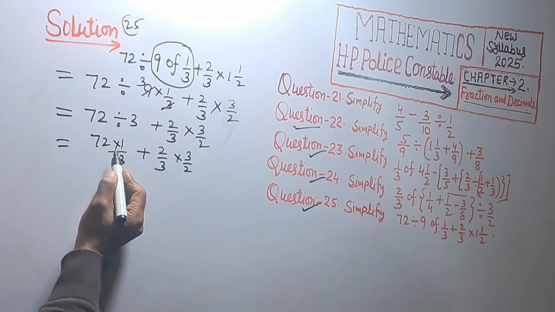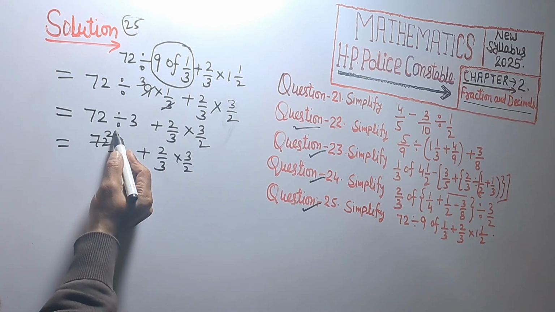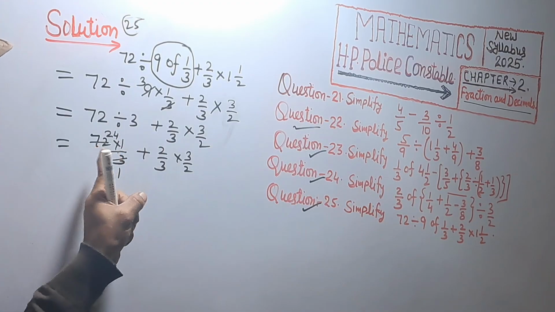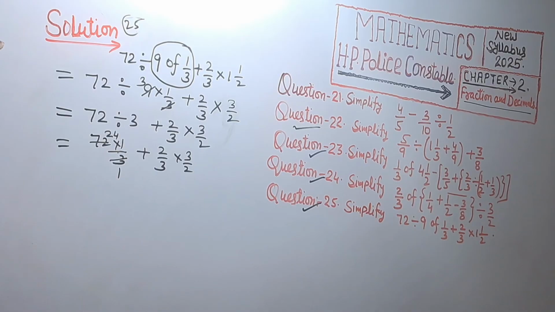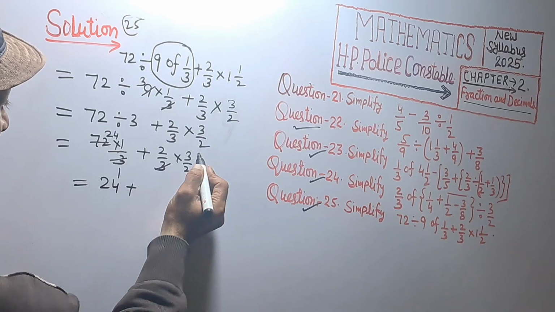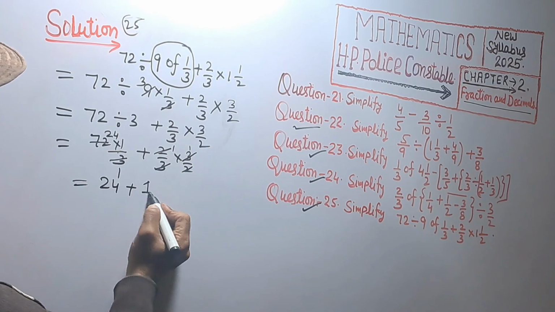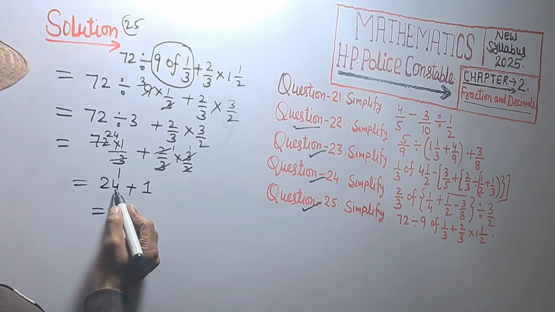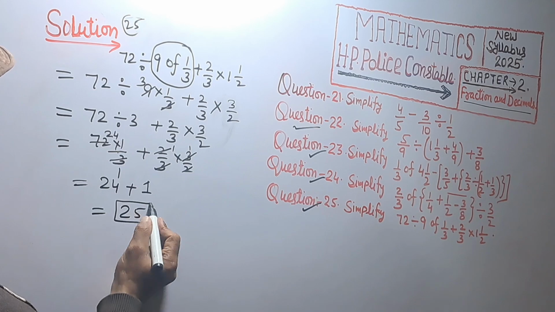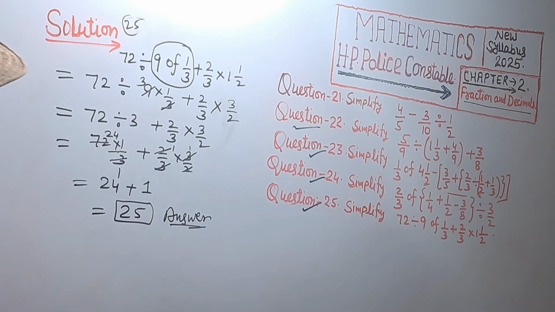72 divided by 3 is 3 1s are 3, 3 2s are 6, 3 4s are 12. 24 3s are 72, which is completely divisible by 24. So we can write 24 plus 3 3 is cancelled, 2 2 is cancelled, that is only 1. So 24 plus 1 equal to 25. Answer.